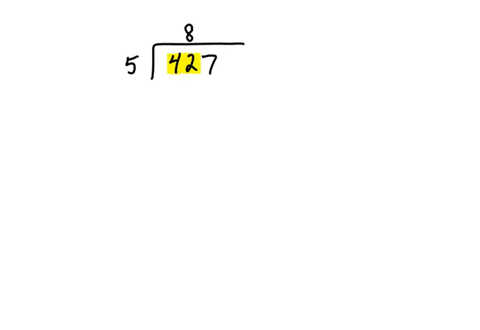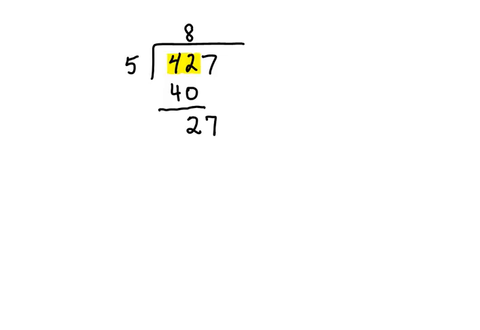So we record the 8 above the 2, and we multiply 8 times 5, which is 40, and subtract 40 from 42, leaving 2. Now once again we try to see if 5 goes into 2, which it doesn't, and it shouldn't if we found the highest multiple of 5 that goes into 42. And so now we're going to bring down the 7.